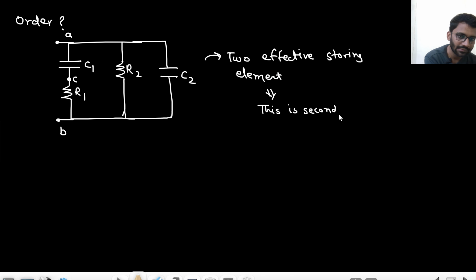Okay, this is a second order circuit. Are you getting my point? So this is a second order circuit, and you cannot apply the exponential form here. Okay, so how will the graph actually go?